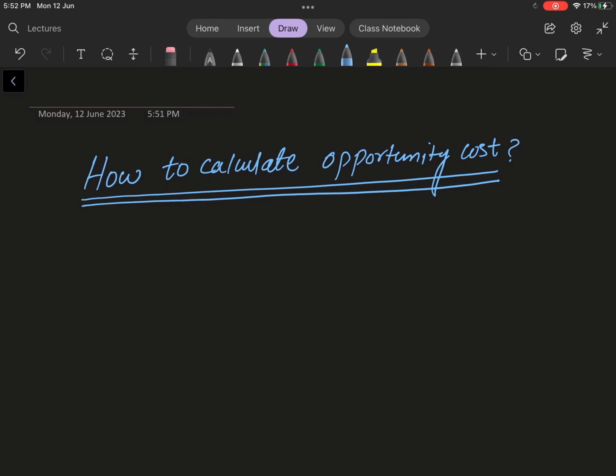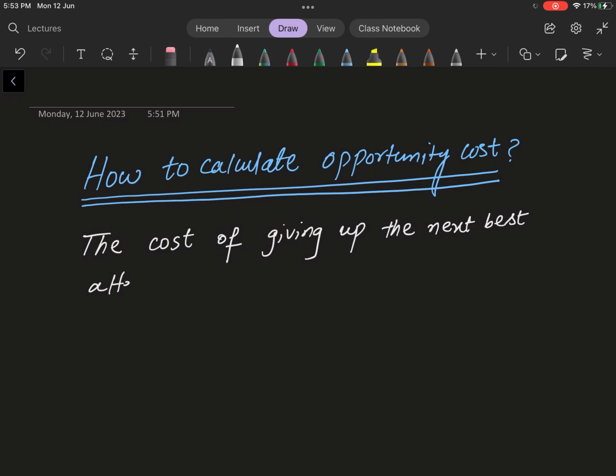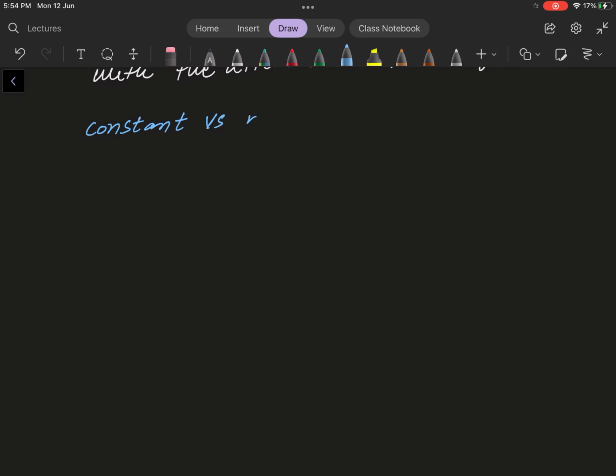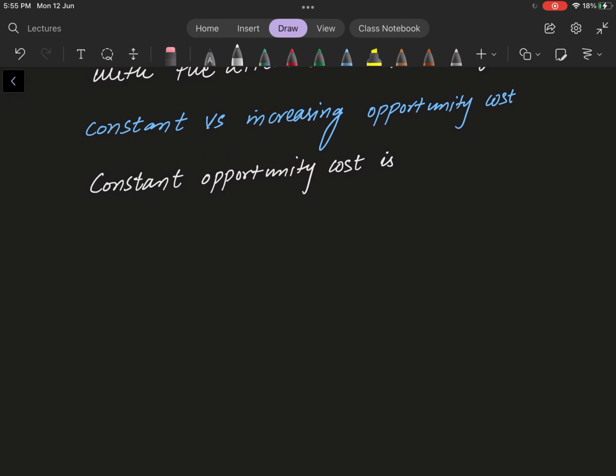Let me start with defining opportunity cost. Opportunity cost is the cost of giving up the next best alternative, or you can also define it as the foregone benefit associated with the alternative that is given up. Now you can have two types of opportunity costs, constant versus increasing opportunity cost, and this is going to affect how the production possibility curve looks. So let's first have a look at the constant opportunity cost curve.